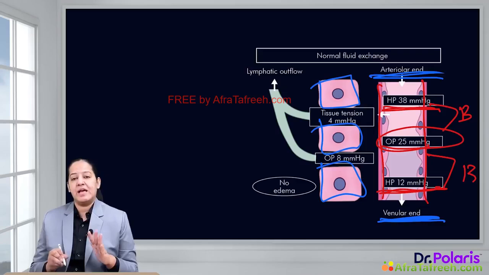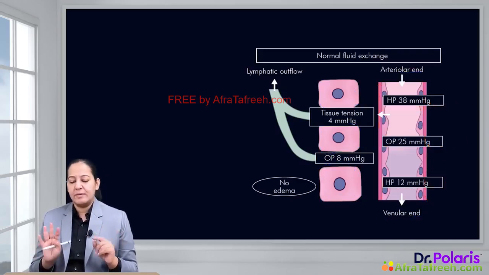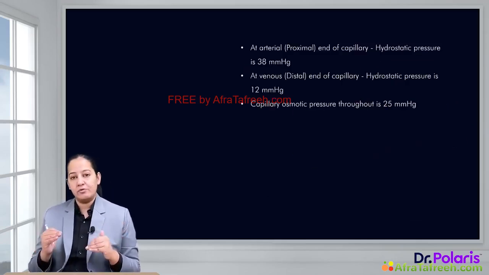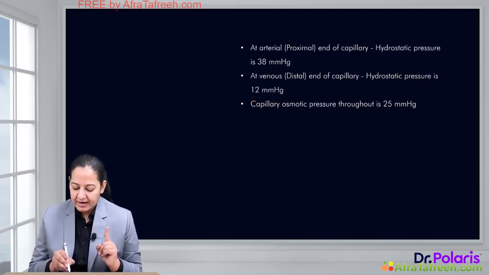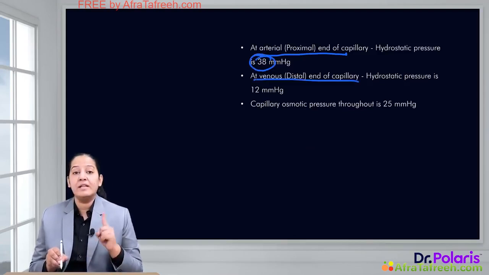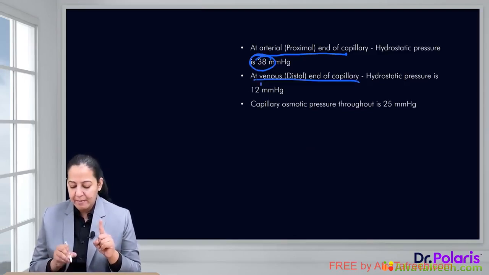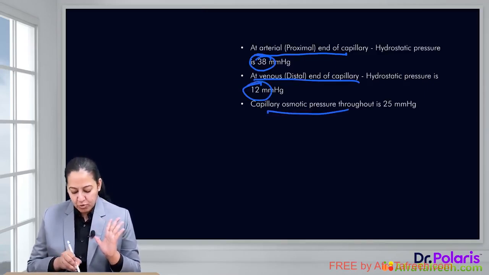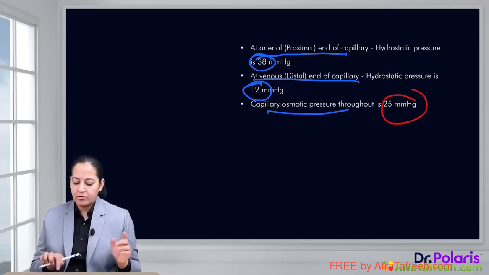Appreciate the space between them, so it is dry. In the same diagram it is shown, so the same values are written. You have to write the values in your exam like this. At the arterial end of the capillary, the hydrostatic pressure is 38. At the venous end of the capillary, the hydrostatic pressure value is 12 mm of mercury, but osmotic pressure throughout it is the same, it is 25. Throughout it is 25.